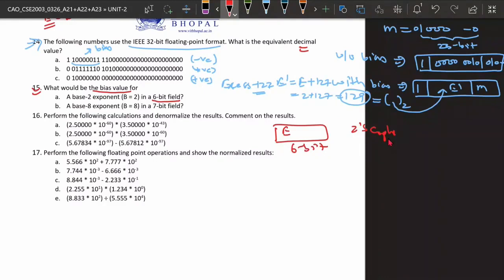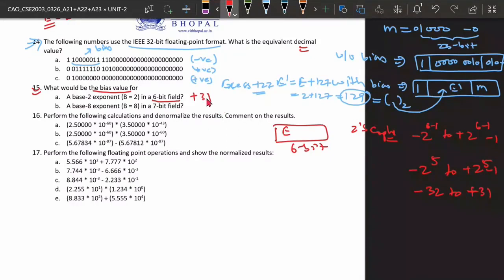So the 2's complement range for 6 bits is minus 2 to the power 6 minus 1, to plus 2 to the power 6 minus 1, minus 1. So it is minus 2 to the power 5, to plus 2 to the power 5 minus 1. So 2, 4, 8, 16, 32. It is minus 32 to plus 31. So here excess 31 would be the bias value. Basically, the bias value will be 31.